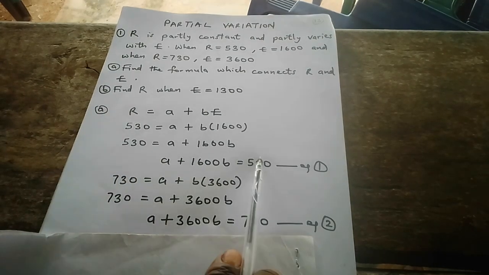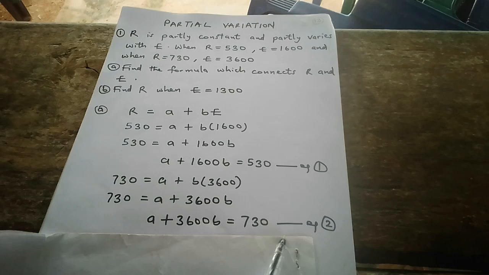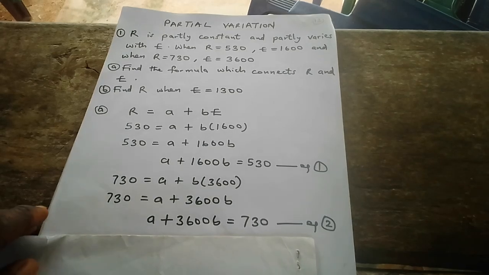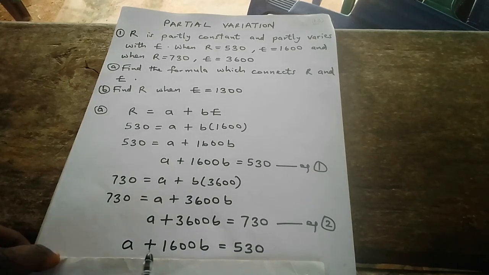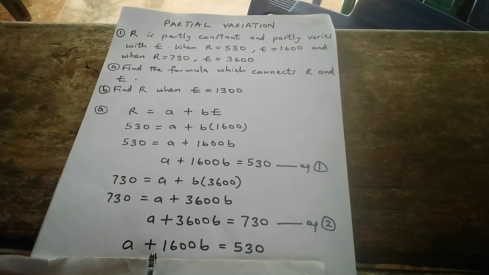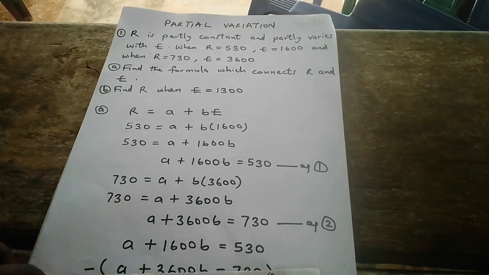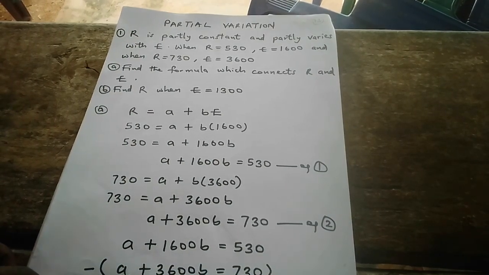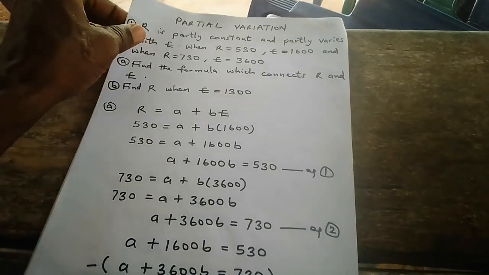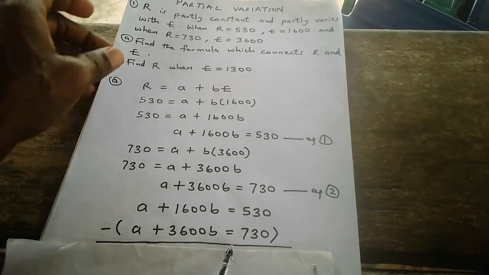So since we are having two equations like this, you are going to solve simultaneously to be able to get the value for A and B. I'm going to use the elimination method. So the first equation, A plus 1600B is equal to 530. Then the second equation, A plus 3600B is equal to 730.